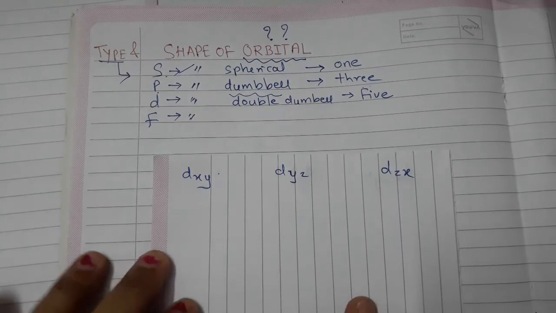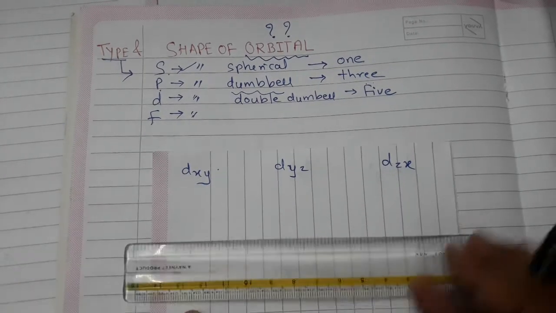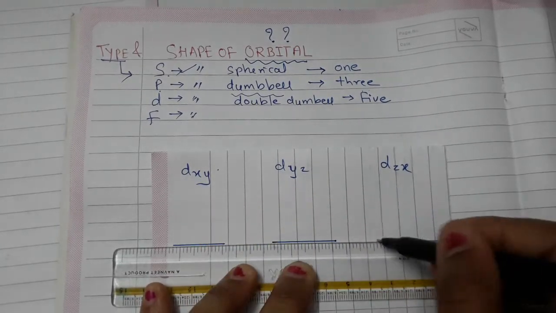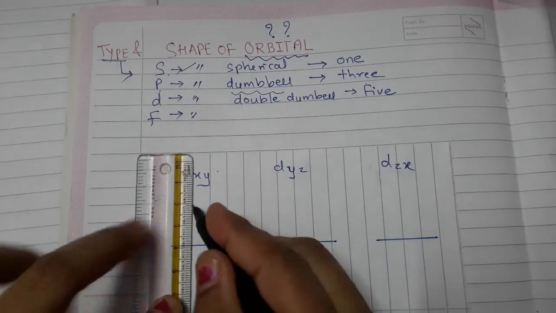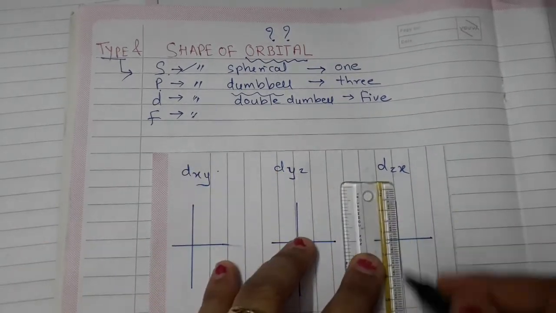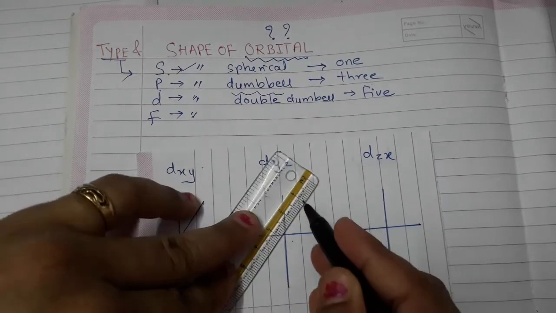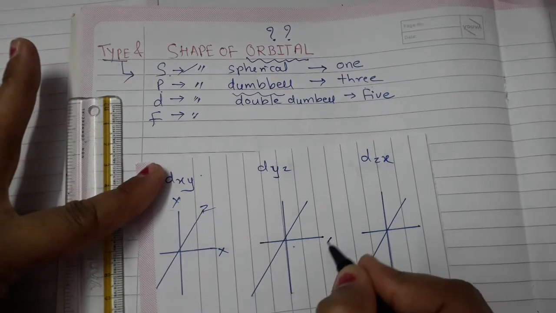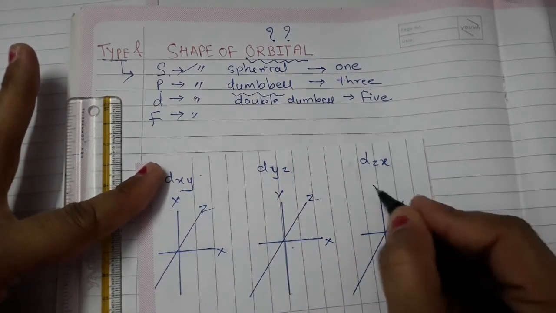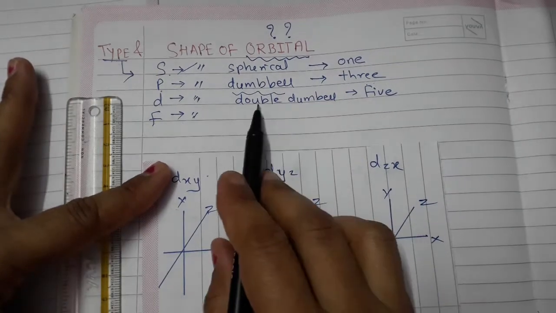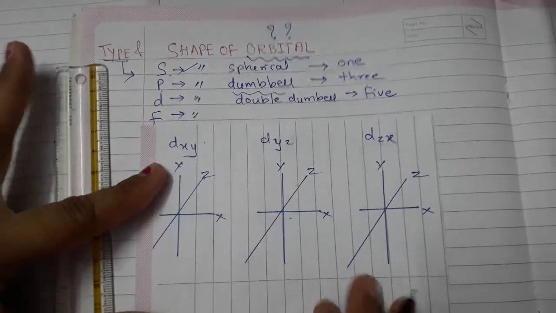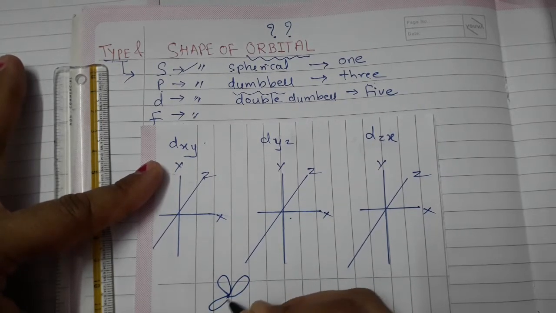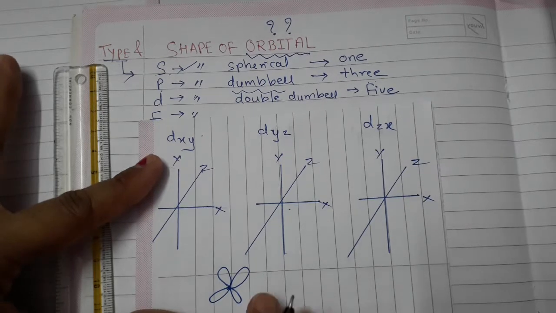Okay. Now let us draw the shape of the dxy, dyz and dzx and the remaining 2 orbitals. So first of all, we are going to draw the x-axis and then we are going to draw y-axis. Okay. And then we are going to draw z-axis. Okay. So x, y, z, x, y, z, x, y, z. Now it is double dumbbell. Students, double dumbbell, you have to remember this structure. Like the petals of flowers.